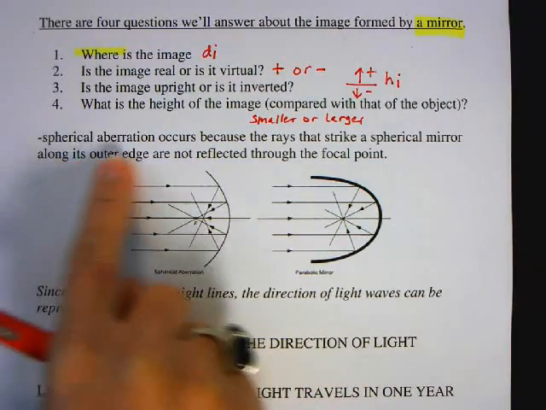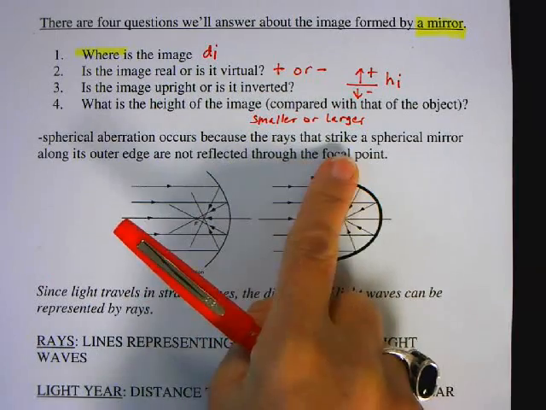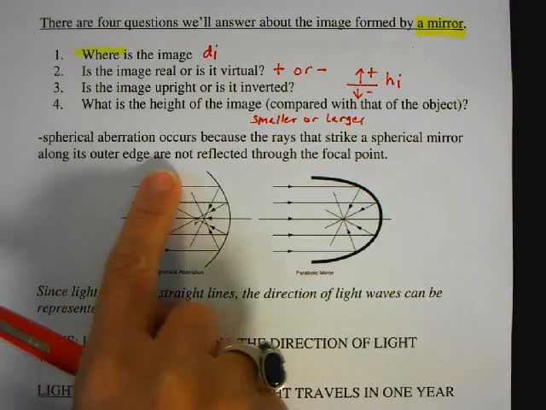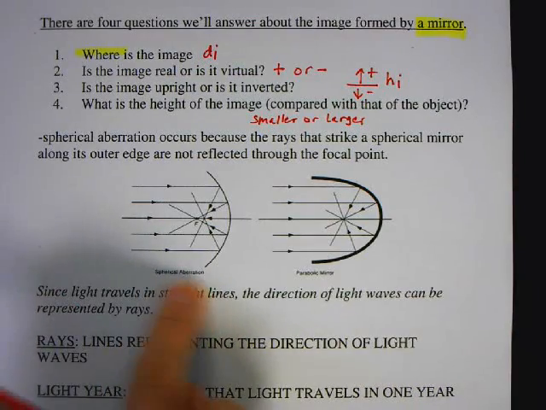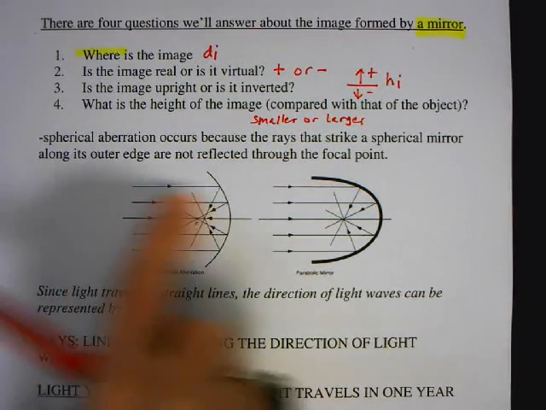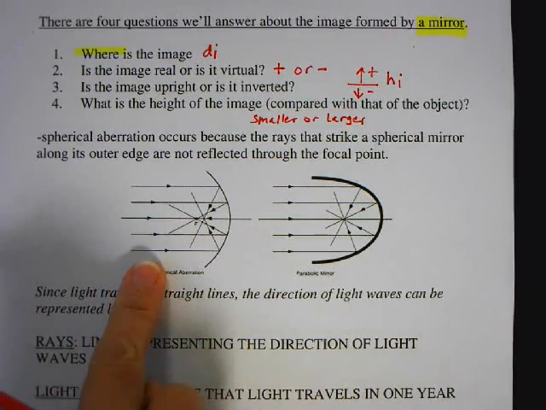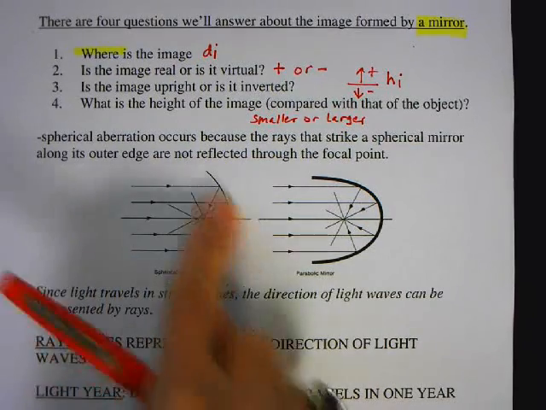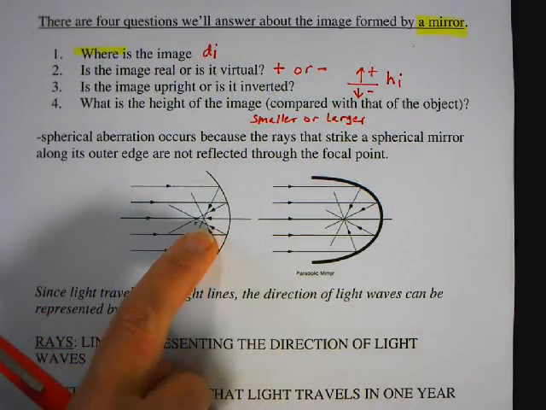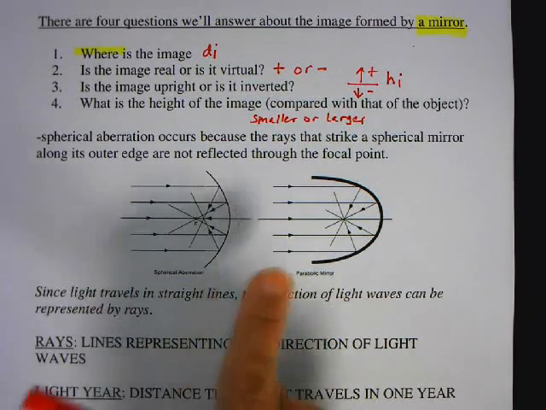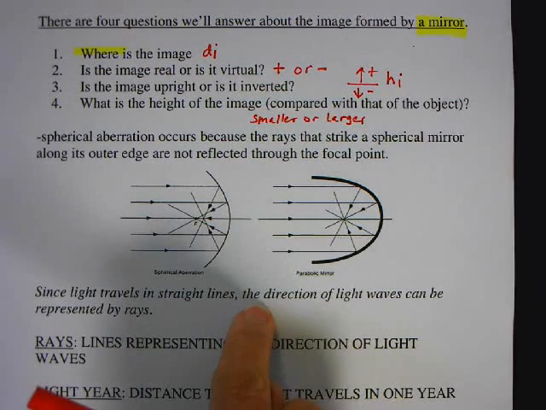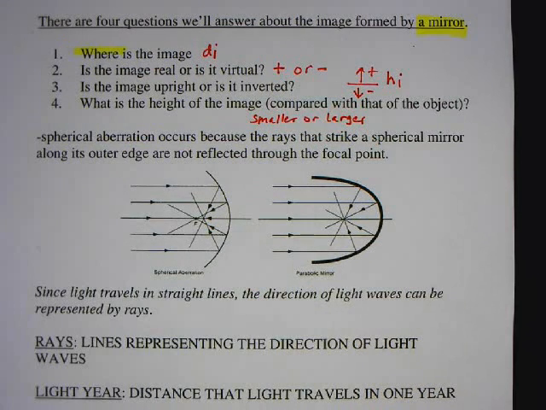And then spherical aberration occurs because the rays of light of a spherical mirror along its outer edge are not reflected through the focal point. So here, this shows spherical aberration, where the rays of light come in parallel and equidistant to one another, and how they don't come together at one point. So we'll talk more about this next class, because today we're just going to talk about convex mirrors.